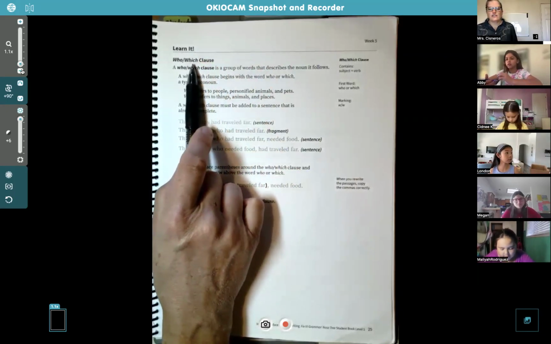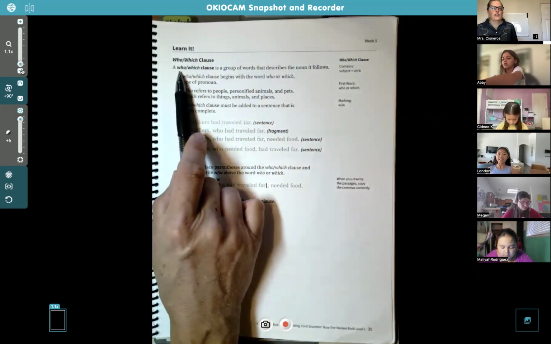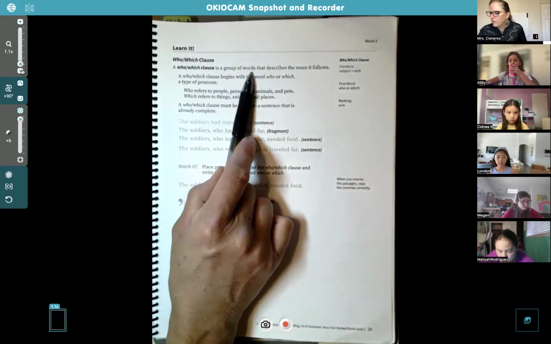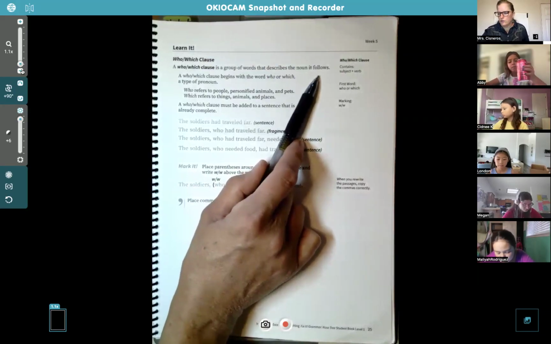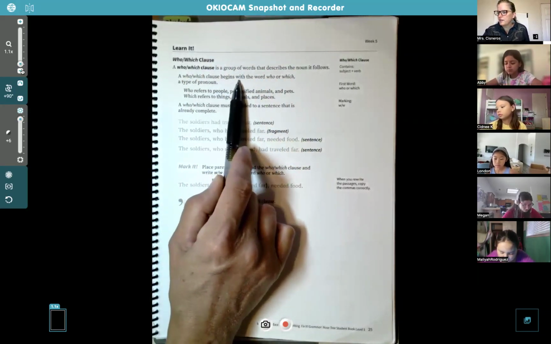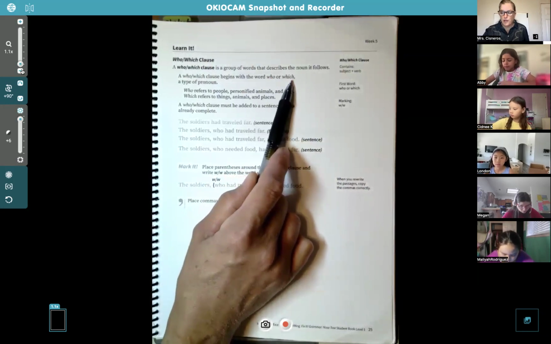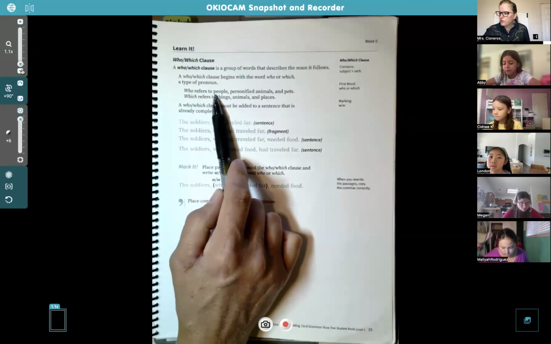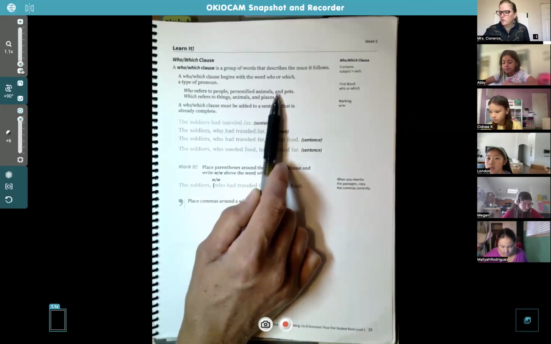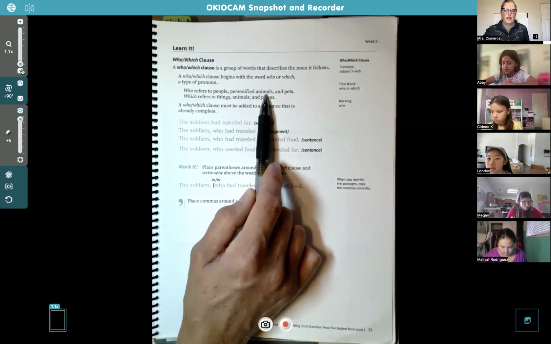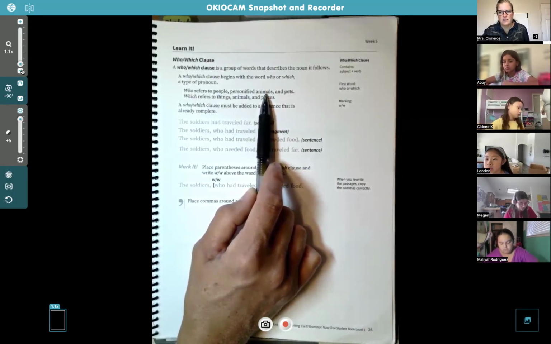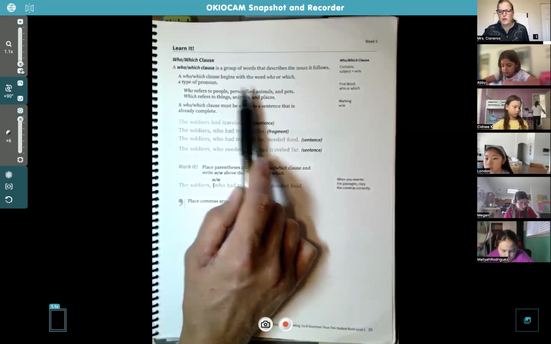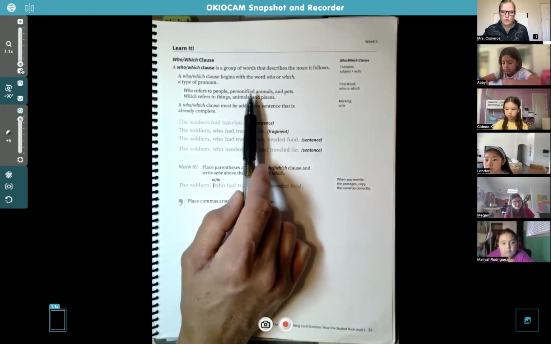This is WHICH, which. So, a who which clause is a group of words that describes the noun that it follows. A who which clause begins with the word who or which, a type of pronoun. So, who refers to people, personified animals, and pets. When I say personified animals, I mean animals in stories that are talking and acting like humans, but they're animals. Those are fantasy stories, right?